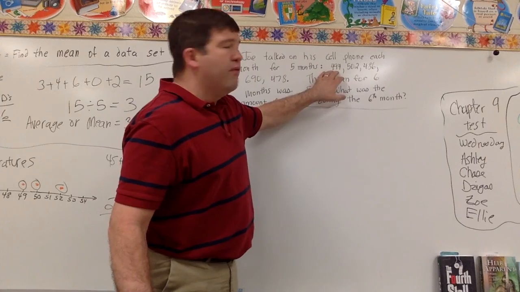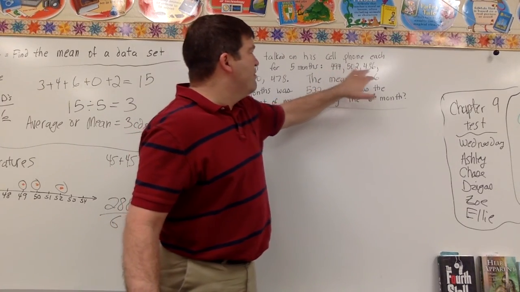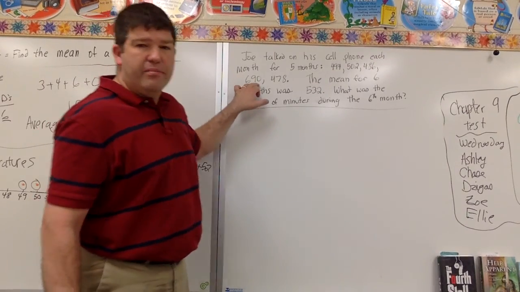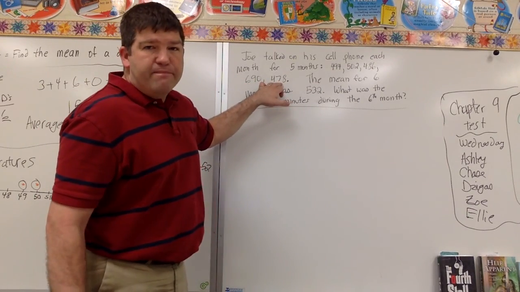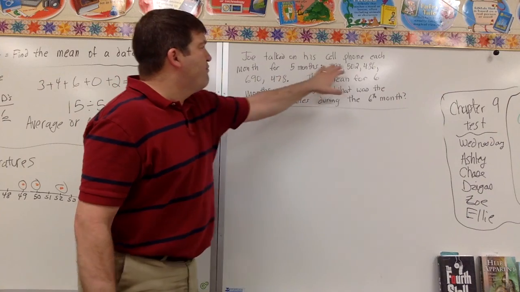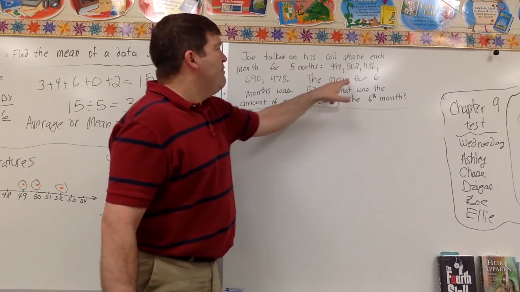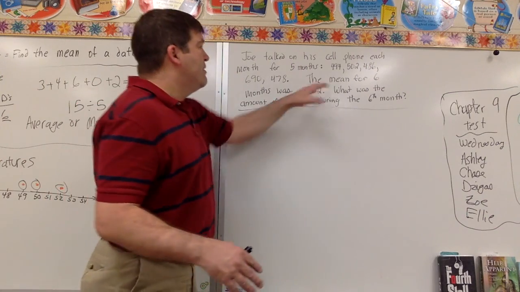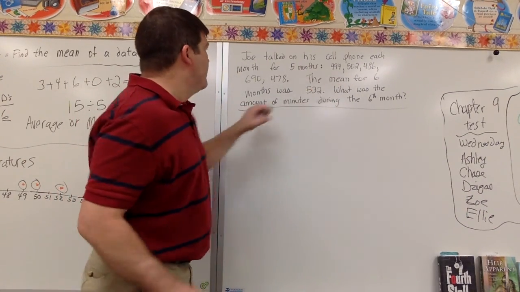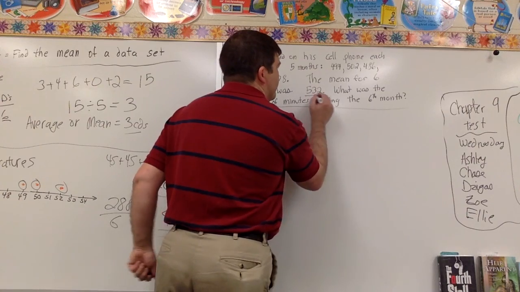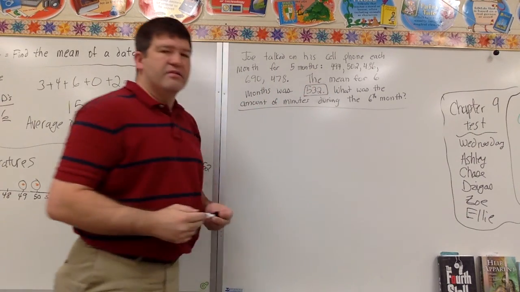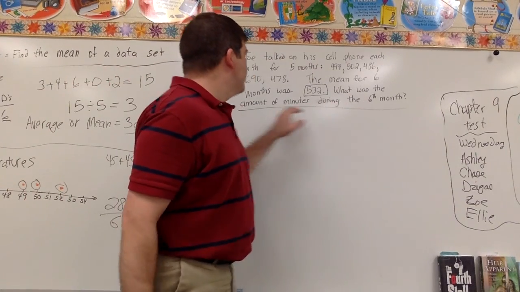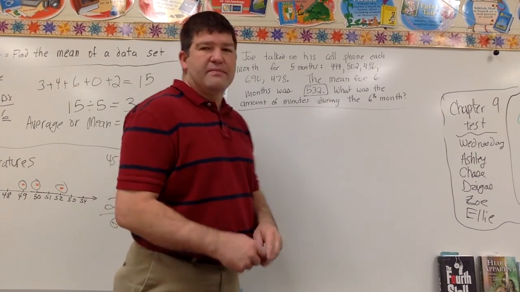He did 494 one month, 502, 486, 690. Ooh, talking a lot that month, and then 478. So he's talking on his cell phone. Those are 5 months. The mean for 6 months. So if I take 6 total months, the mean or the average for 6 months was 532. Okay, so my average is 532. Now, what was the amount of minutes during the 6th month?